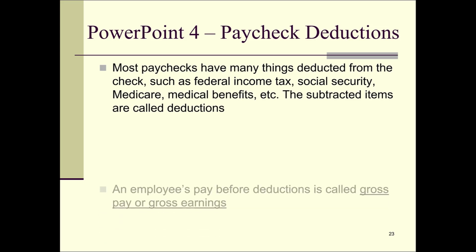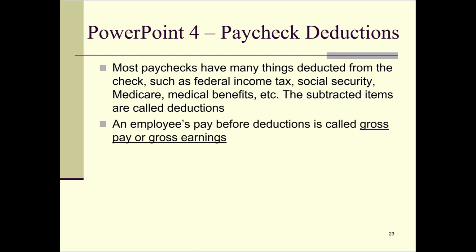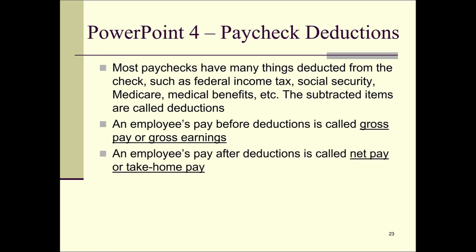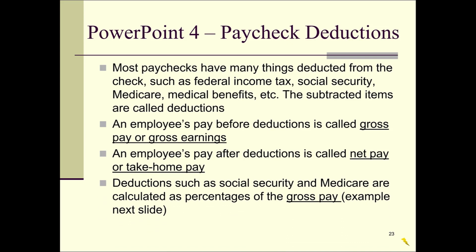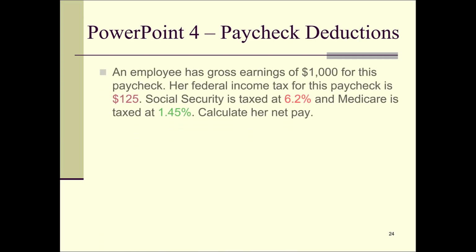So an employee's pay before the deductions is called gross pay or gross earnings. Once you subtract the deductions, then you get net pay or take-home pay. It's called take-home pay because that's the actual pay that the person gets. Deductions such as Social Security and Medicare are calculated as a percentage of the gross pay. And of course, we're going to do a couple of examples.